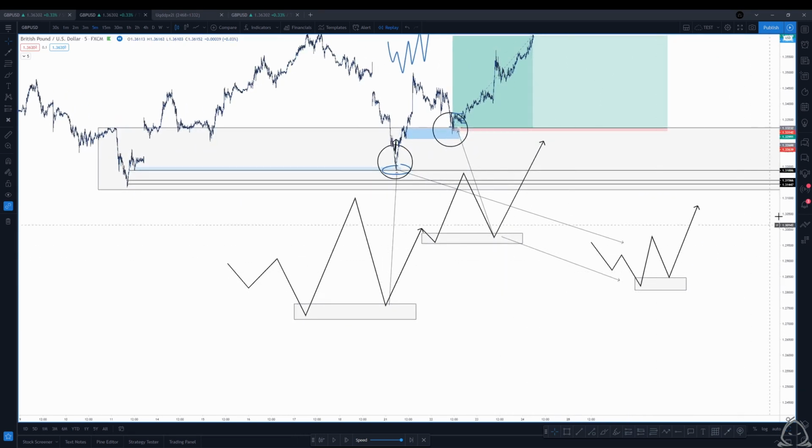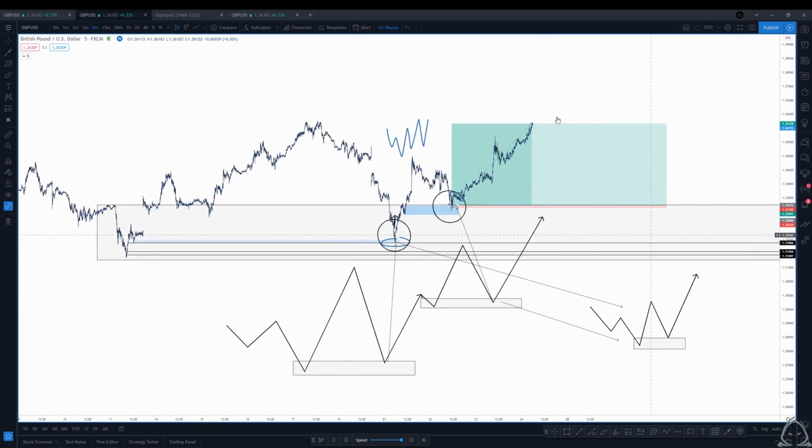So I hope that this video was helpful in explaining the entry models and how to read between the lines a little bit when you don't necessarily get this all on one time frame, but you can start to see the logic in the flow using a daily order block and then continuing from there.